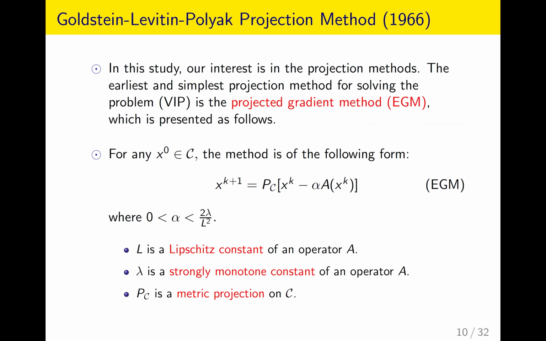The first method, defined by Polyak, is a projection method proposed in 1966, which is a one-step method calculating the projection onto C of xk minus alpha A of xk. Alpha is called the step size, and the condition on alpha is that it belongs to the interval 0 to 2 lambda over L square. Lambda is the parameter of the strongly monotone operator, PC is the projection, and L is the Lipschitz constant of the operator. This method is used to solve strongly monotone problems.